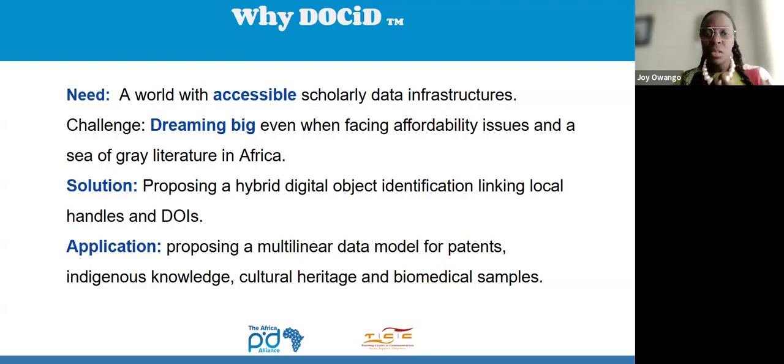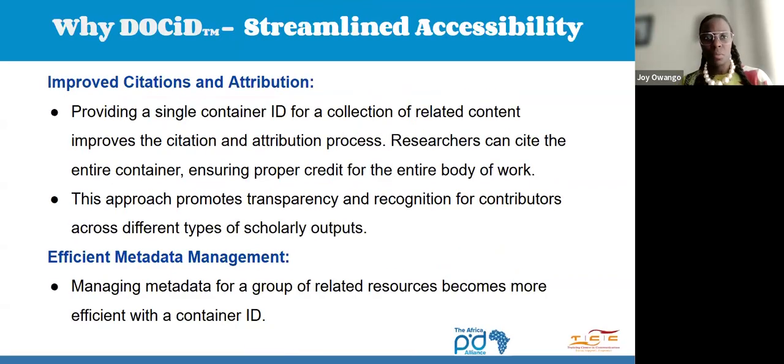The solution that DOCiD is doing is a hybrid digital object identification, linking local handles with DOIs or globally renowned persistent identifiers. So we have proposed a multilinear data model for patents, indigenous knowledge, cultural heritage, and biomedical samples. So how does DOCiD improve streamlined access?